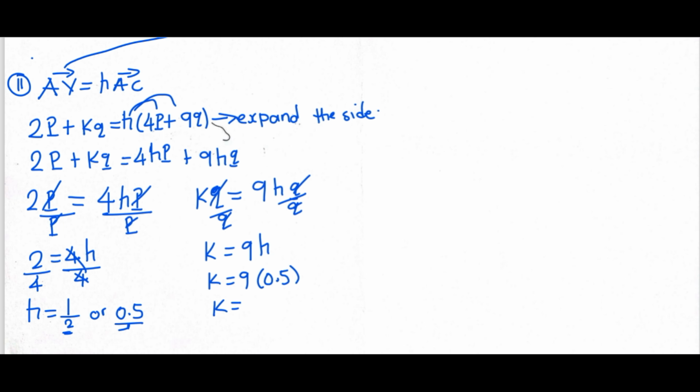So this is equal to 4.5. So we are done, we have found the values. We can now go to question 3a. Solve the equation x squared minus x minus 19 is equal to 0, giving your answer correct to two decimal places.